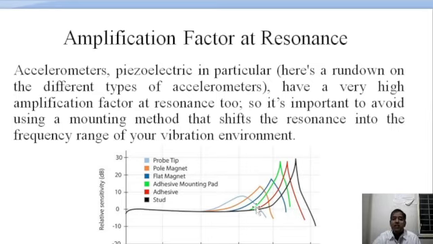Now here we can see that the resonant frequency is shifted from probe tip to stud type. As we move from probe tip to pole magnet to flat magnet to adhesive mounting pad to adhesives to stud, the resonant frequencies are shifted towards the right. So the highest resonant frequency is in the case of stud. So it is always recommended that you mount your sensors by using a stud because it has the highest resonant frequency.